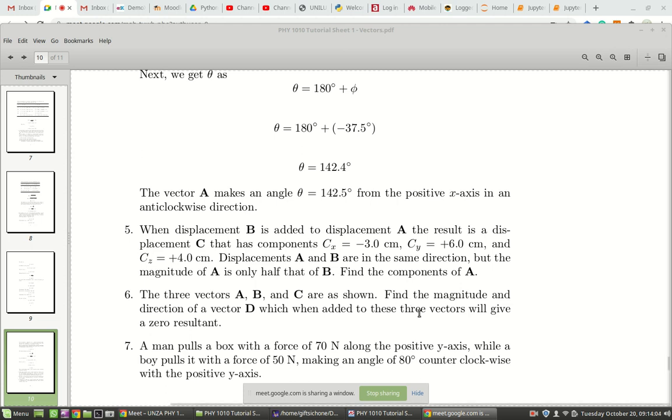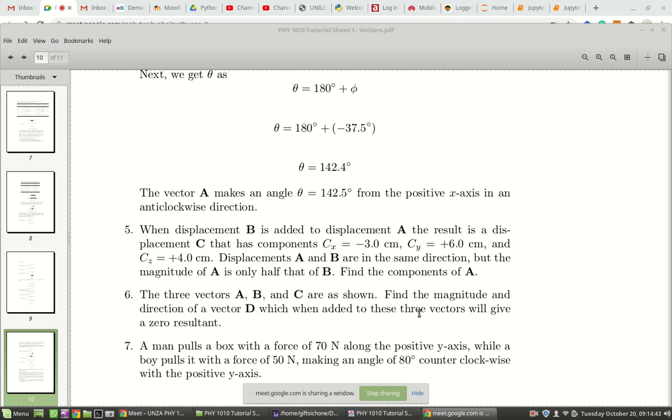Okay, so question number 5 says when displacement B is added to displacement A, the result is displacement C that has components Cx equals minus 3 centimeters, Cy plus 6 centimeters, and Cz is equal to plus 4 centimeters.